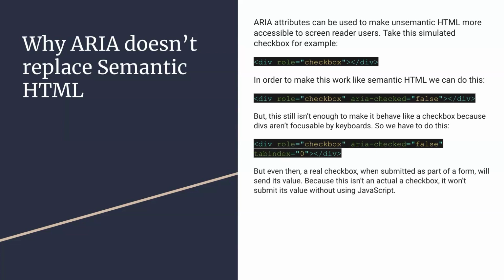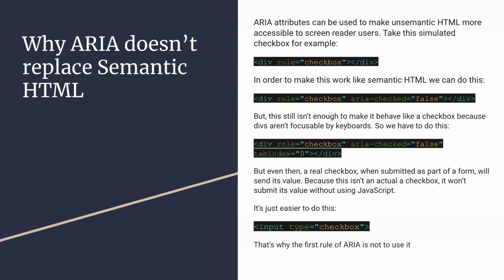But even then, a real checkbox, when submitted as part of a form, will send its value. Because this isn't an actual checkbox, it won't submit its value. We have to use JavaScript to submit the value for this. And so then you're writing JavaScript to create functions for an element that you could literally just make an input, say type checkbox, and it does all the things that we need for accessibility. That's why the first rule of ARIA is not to use it.